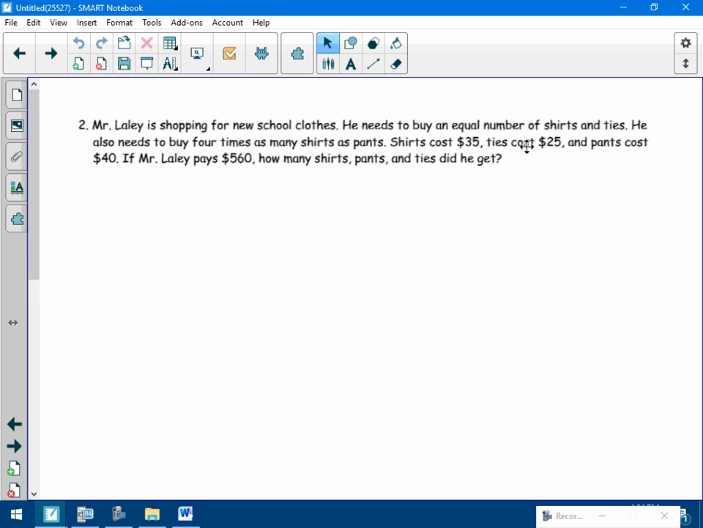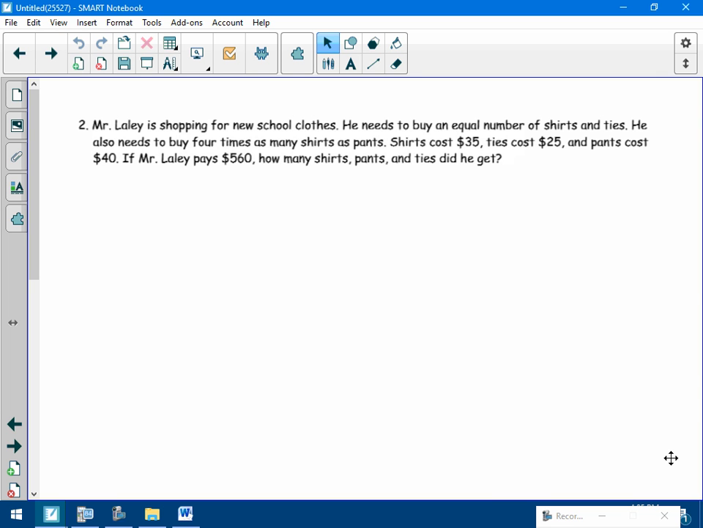But I just wanted to talk about this real quick because this throws people off a bit. It says Mr. Laley is shopping for new school clothes. He needs to buy an equal number of shirts and ties. He also needs to buy 4 times as many shirts as pants. Shirts cost $35, ties cost $25, pants cost $40. Mr. Laley pays $560. How many shirts, pants, and ties did he get?